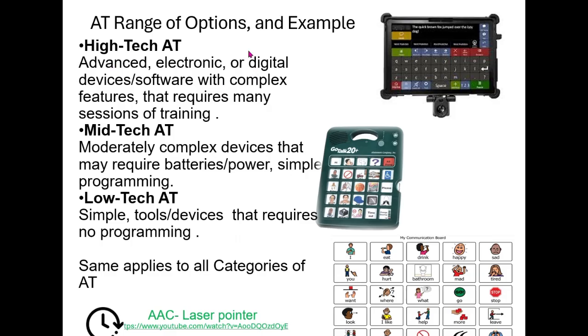Now, there is a range of options. It can be high-tech, medium-tech, middle-tech, or low-tech. And high-tech devices, this is an example of a communication device used for people who have communication difficulty or aphasia or expressive aphasia. In this case, high-tech assistive technology is advanced, it's electronic, and it needs complex features and programming and multiple sessions of training.